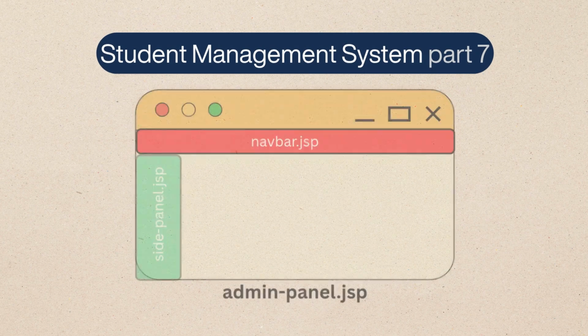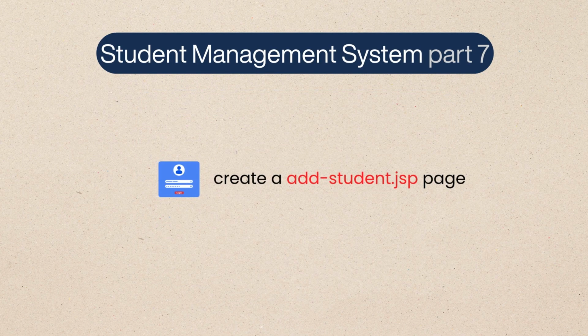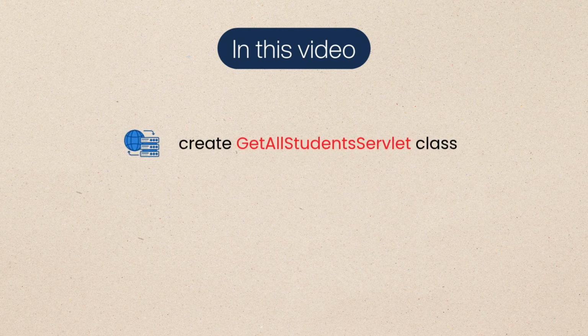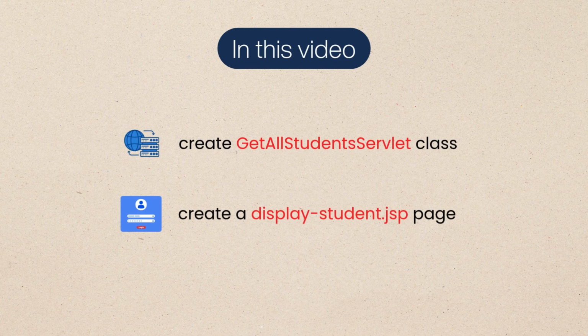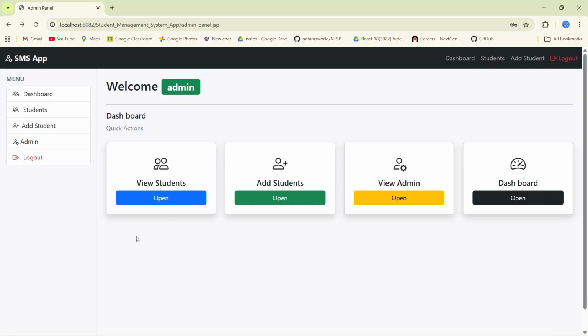In the previous video, we built the main body.jsp and add student.jsp pages. In this video, we will see how to build the get all students servlet and display student.jsp page to display student data in the table format. We will implement view students functionality. The goal is when we click on open, it should display all the student details.